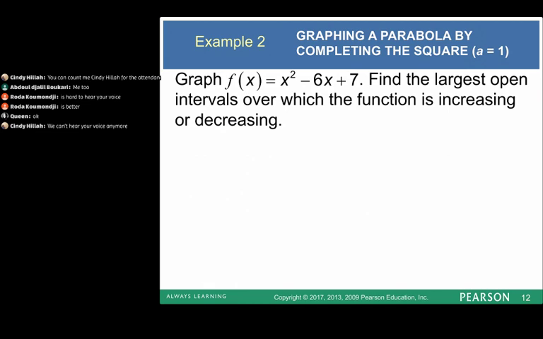Okay, so this one, this one asks us, let me turn it down. I feel like it might be a little too loud. I want to turn it down just a little bit more.